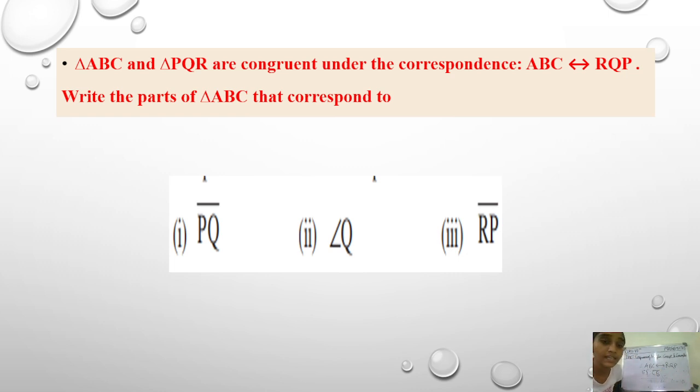And what about the second, which is asking about angle Q? Very good. Since angle Q is over here between R and P, and here it is between A and C, which is the angle? Yes, angle B of the triangle ABC. So we will say that angle Q corresponds to angle B. We can mention the corresponding symbol, angle B. And what about students, line segment RP?